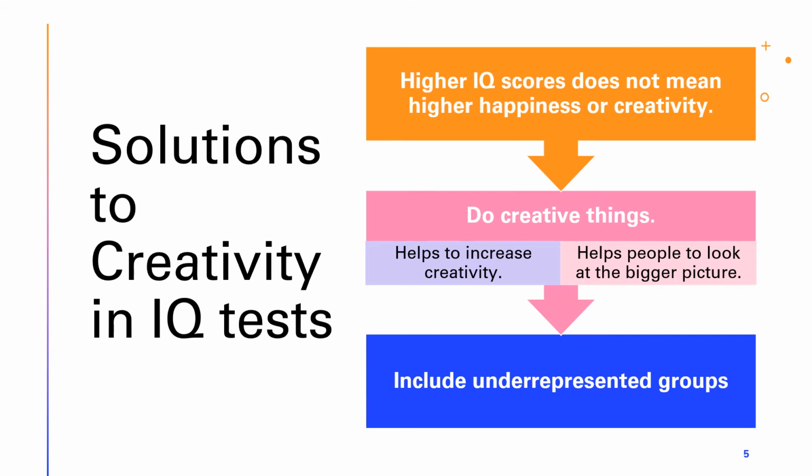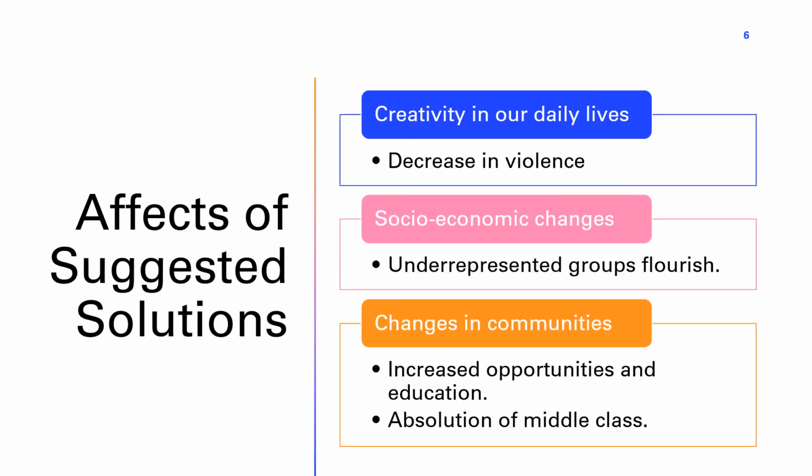When we do creative things, it helps to increase creativity and it helps people to look at the bigger picture. That is one way in which we could increase creativity in our daily lives. Another one suggested by Kaufman includes representing underrepresented groups in decision making. Now, he suggests that while IQ testing results are marginal at best, white and Asian Americans receive higher IQ scores, and including underrepresented groups can help to even this inequality out.